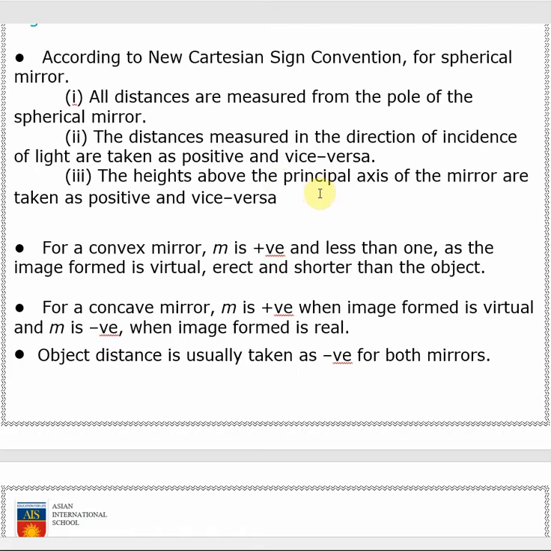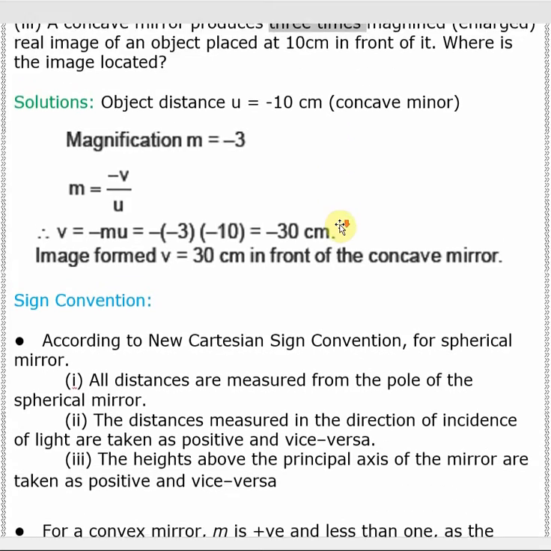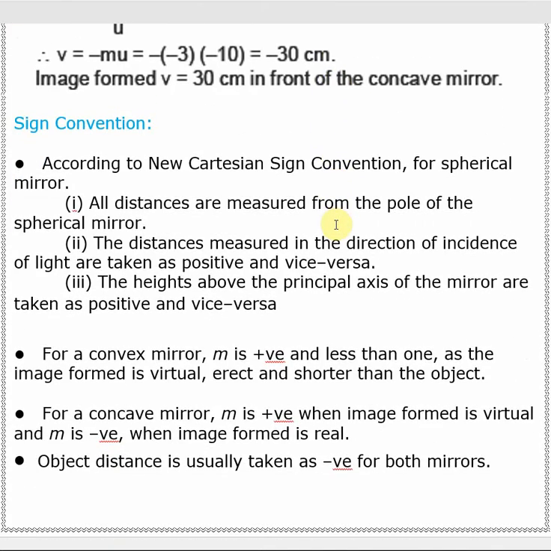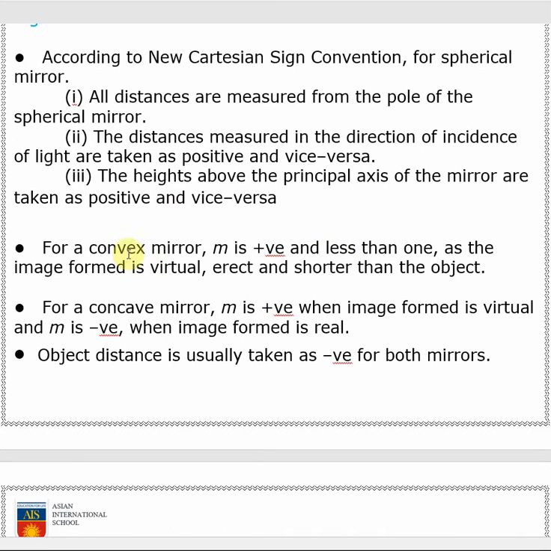For M, magnification, we just saw here that it was a real image, and in case of a real image, since it is upside down, it's a magnified, enlarged, upside down image. So the magnification is taken as -3. You see, 3 times we have taken as -3 over here. The minus sign is coming because it's a real image, it's upside down, not erect, so that's why minus. The height above the principal axis is positive, and height below will be negative.